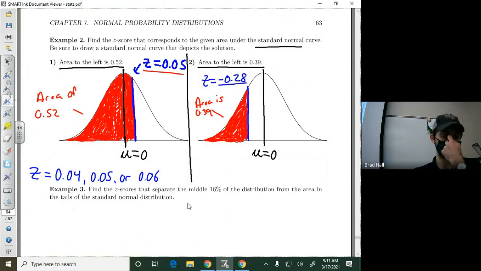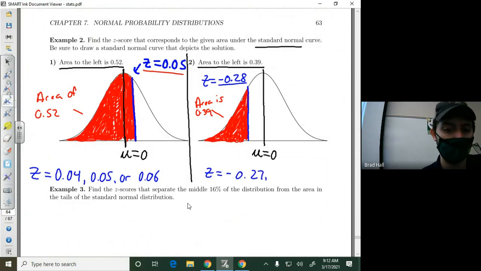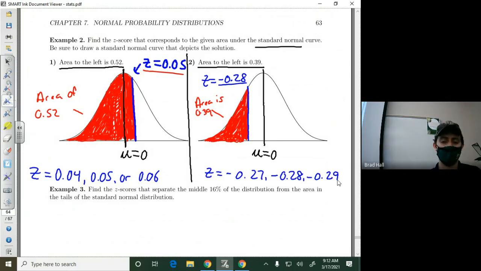So it'll take negative 0.28, negative 0.27, or negative 0.29. Because I did give it a hundredth of a margin of error. So really either one of those answers will be fine because technically they all do correspond to an area of 0.39. Does anyone have any questions? We'll look at the next one.